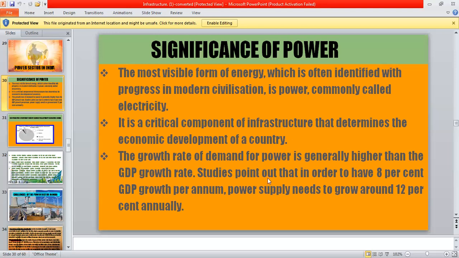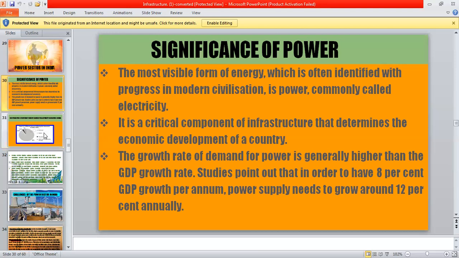The growth rate of demand for power is generally higher than the GDP growth rate. Studies point out that in order to have 8% GDP growth per annum, power supply needs to grow around 12% annually. Now, if you want to increase the GDP, that is the gross domestic product, you need to increase your production. And to increase production, you need electricity. So the increase in electricity needs to be more than the increase in your GDP.